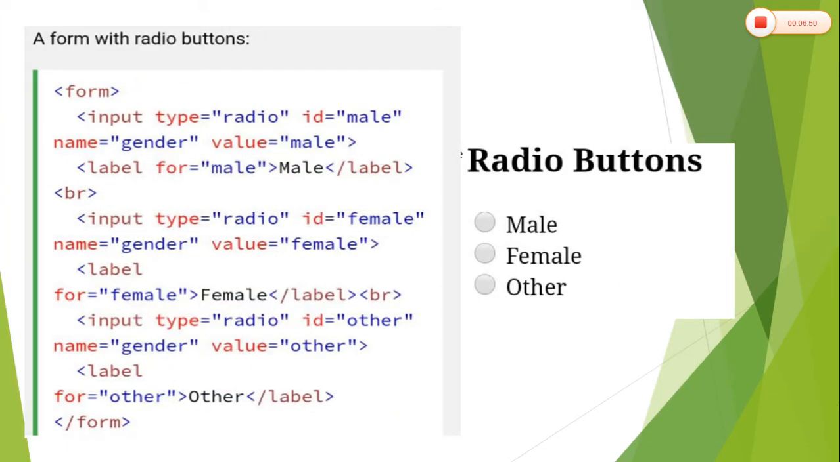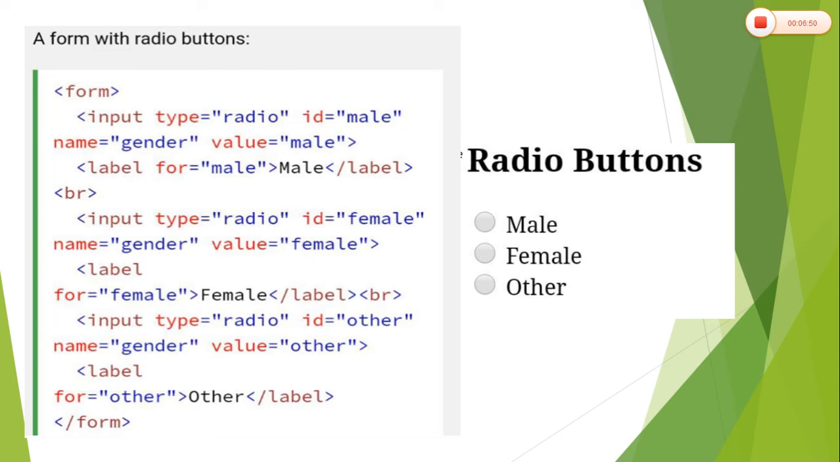This is the output, on the right side. Radio buttons: male, female, others. By clicking male, only one button is selected. After that, if you select female, the male button is deselected. If we click the other button, the female button is deselected. Similarly, it is for single choice. The purpose of the radio button is for single choice.